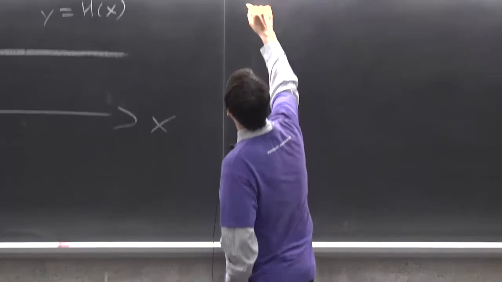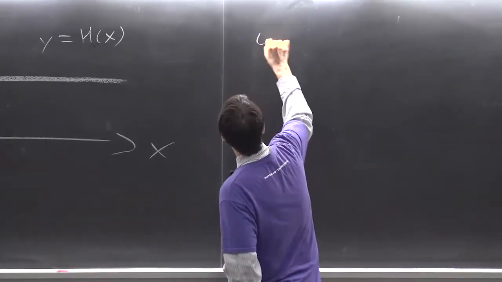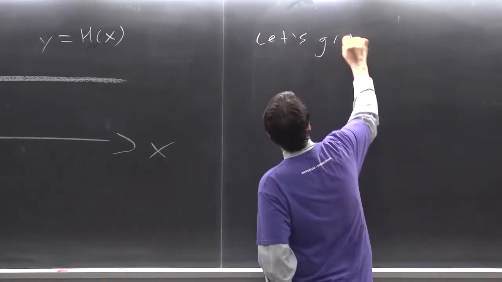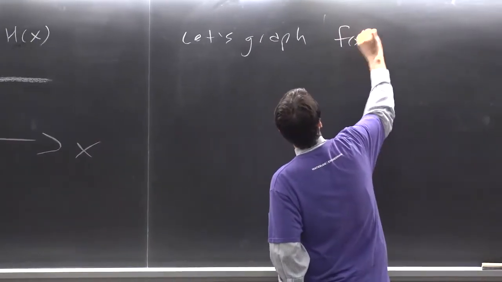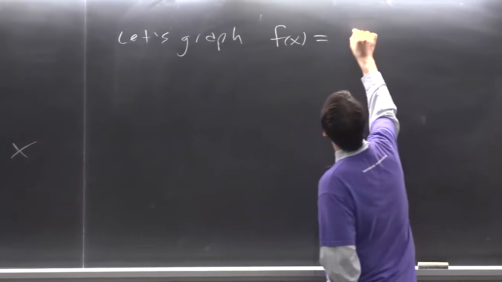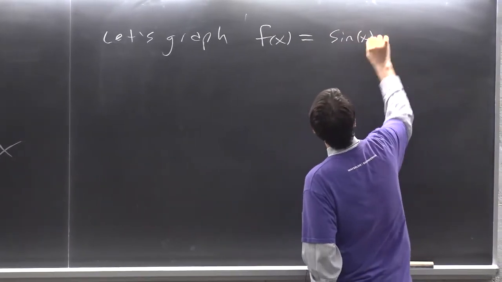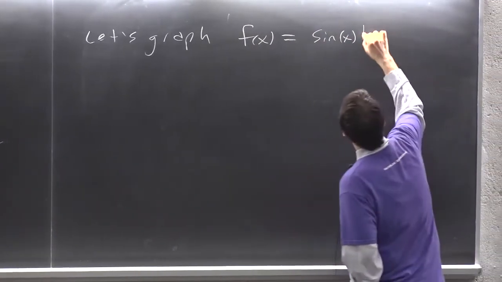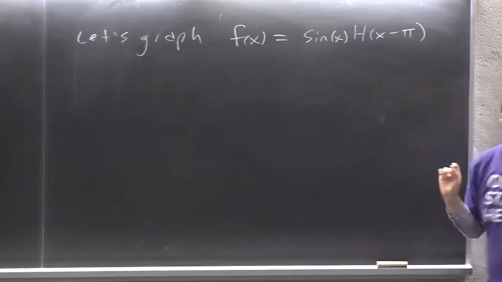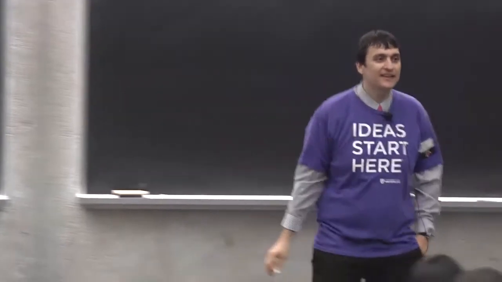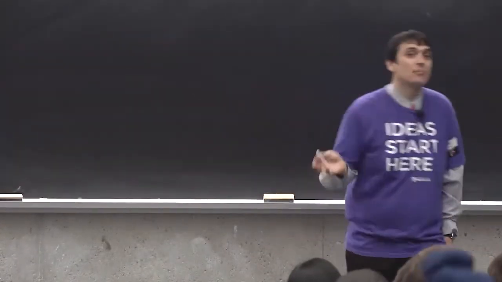So what is the graph? So let's graph this other function, f of x equals sine of x multiplied by h of x minus pi. Suddenly it's a little bit more complicated. It looks all complicated, but it's not complicated at all.